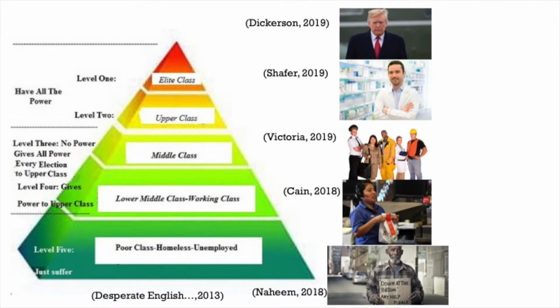So an example of the bottom tier would be a homeless person. The lower middle class or working class, an example would be someone who works in the fast food industry. And middle class would be your pilots, nurses, construction workers, and businessmen and women. And upper class typically are the physicians, dentists, and pharmacists, and lawyers. And an example of the elite class would be President Trump or someone who has a lot of financial power in the United States.